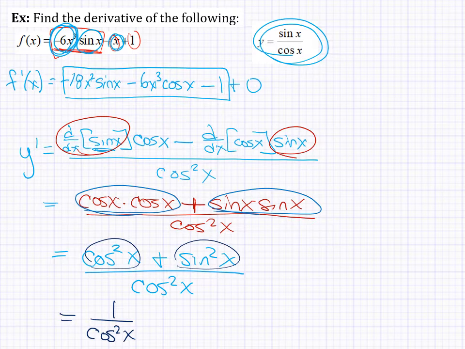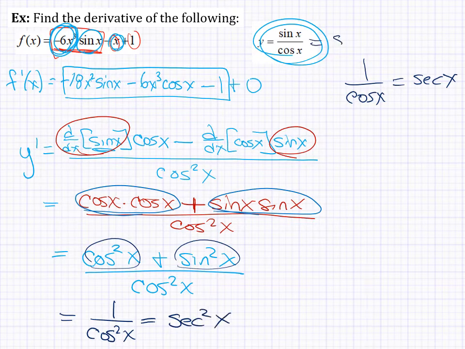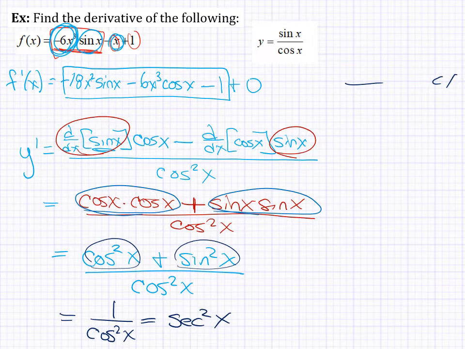We have this identity. It says 1 over cosine x equals secant x. I think I just said tangent a second ago. It's not tangent. Secant x. So then 1 over cosine squared should be equal to secant squared x. So this derivative is equal to secant squared, or sorry, the derivative, I should say. Sorry, that was terrible. The derivative of y is equal to secant squared x.